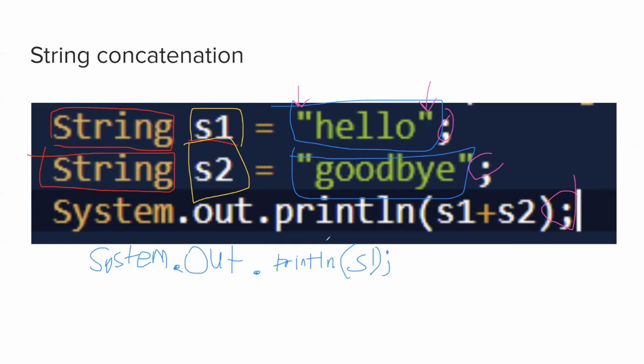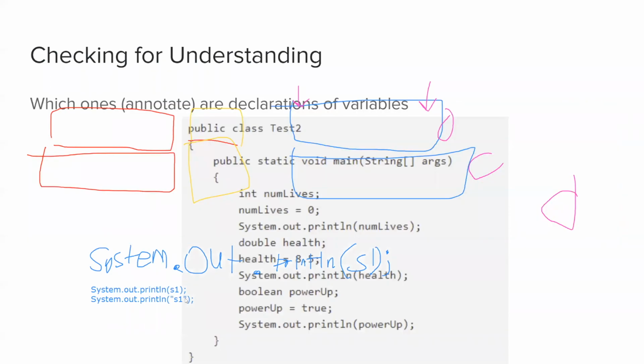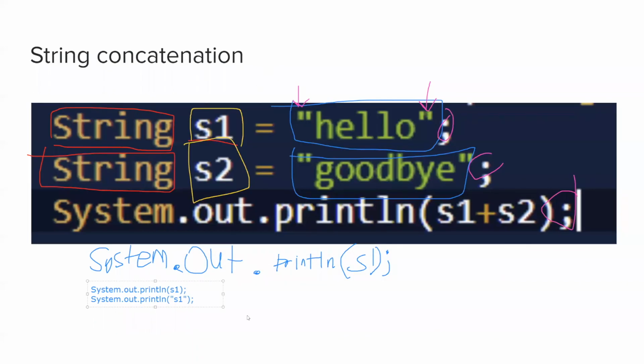Actually, I'm going to start typing it so it's easier to read. System.out.println(s1) and System.out.println("s1"). For these two, they're different. One has quotations and one doesn't. The difference is that without quotations, you are printing out the value of the variable. S1 is the variable, and the value is here.